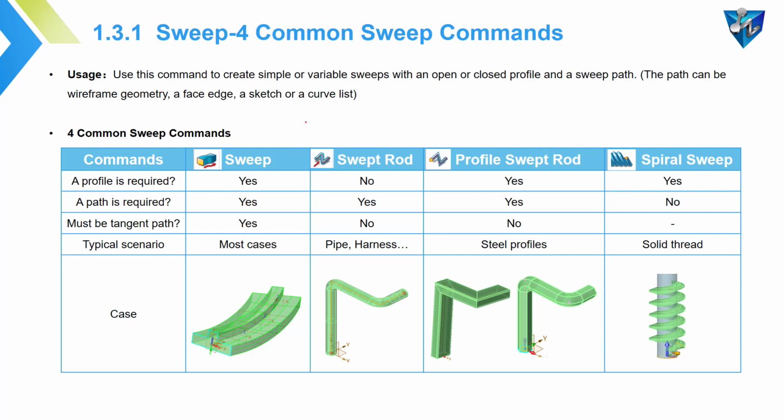Okay, the next feature I would like to show you is sweep. We often use this command to create some simple or variable sweep features with an open or closed profile and also a sweep path. And in ZW3D, the path can be a wireframe, an edge, sketch, or a curve list. Okay, and in ZW3D, we have four common sweep commands: sweep, sweep rod, profile sweep rod, and spiral sweep.